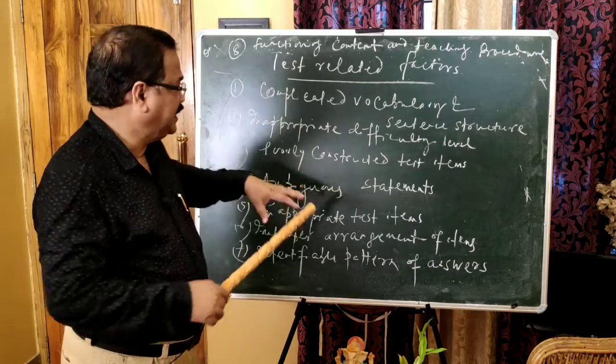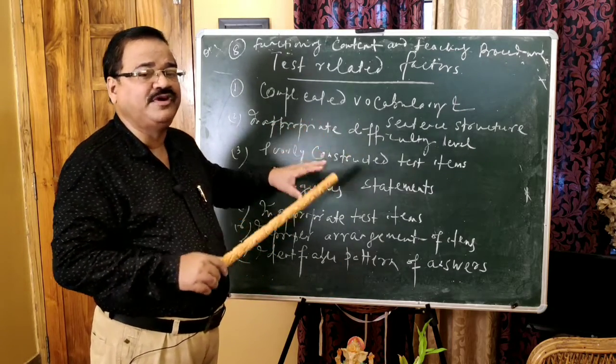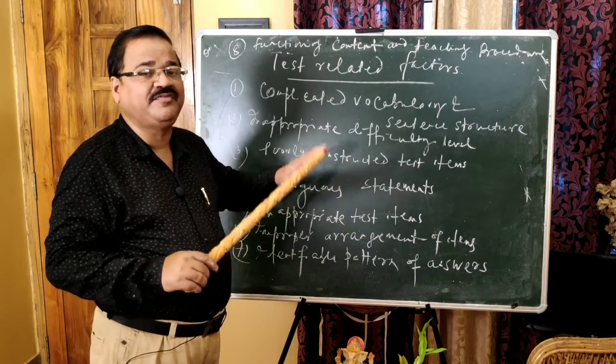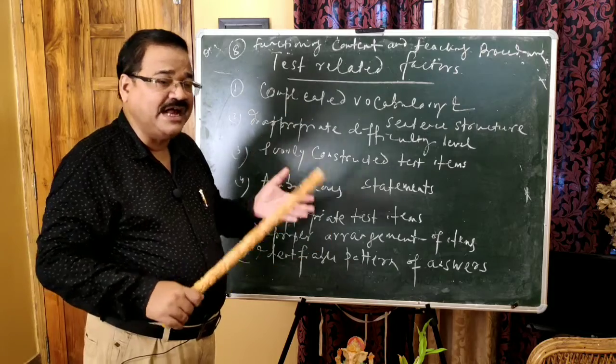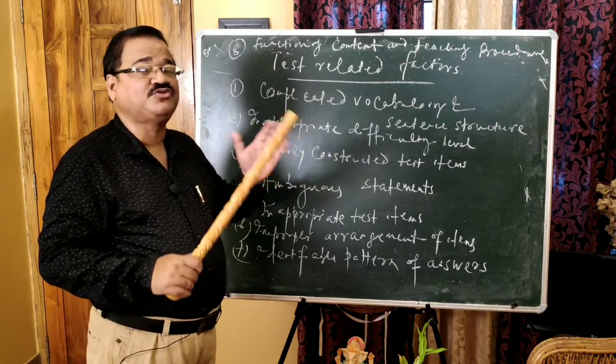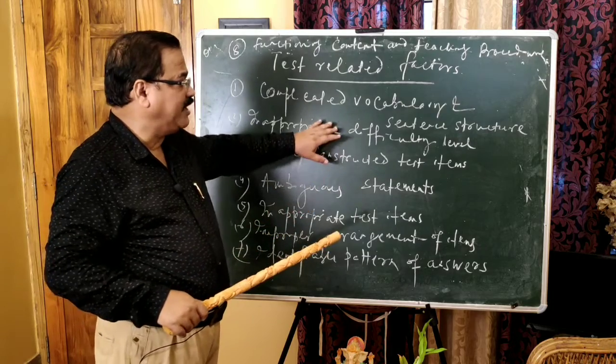That is why the items, the questions, should be of reasonable difficulty. It should have 50% difficulty value, so that at least 50% of students can answer and 50% cannot answer. That will be a good item.